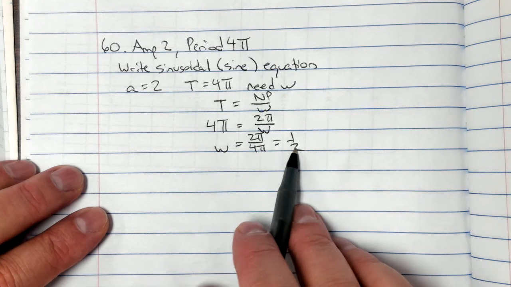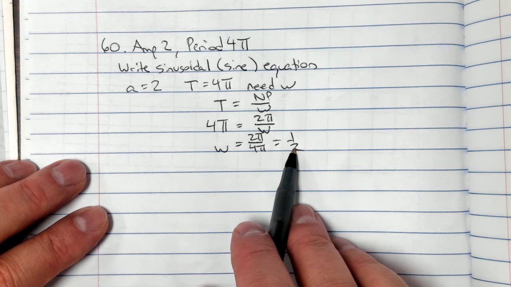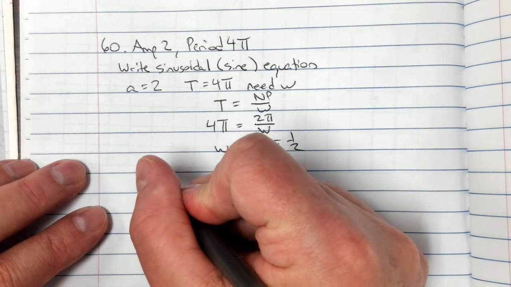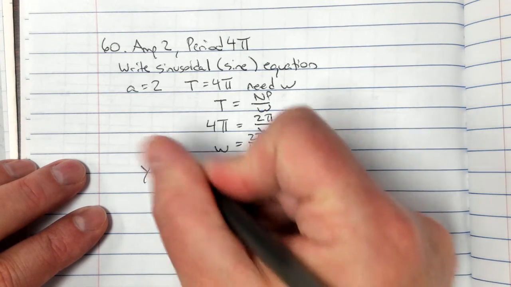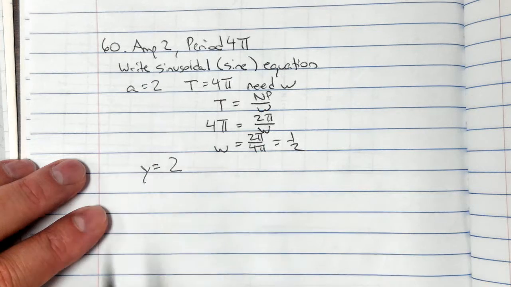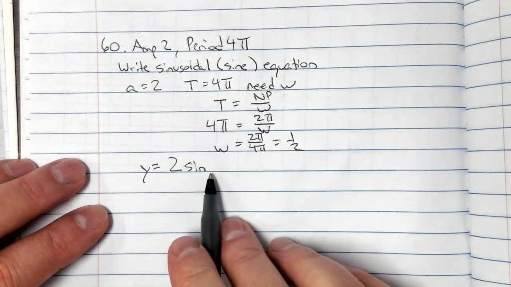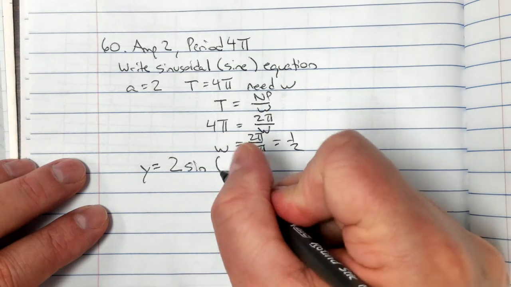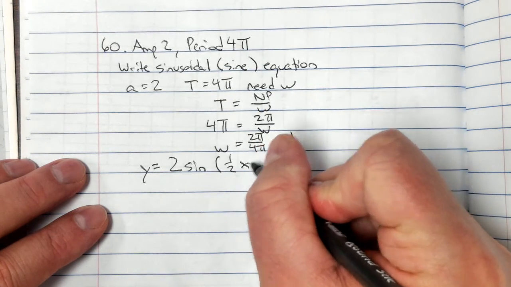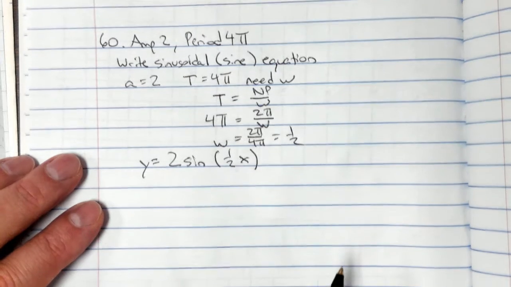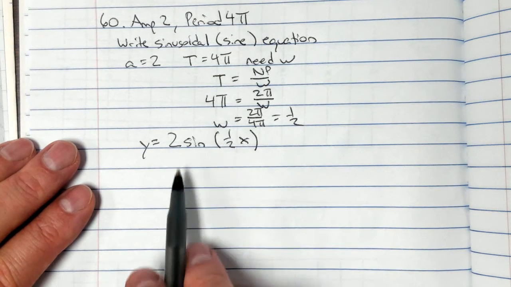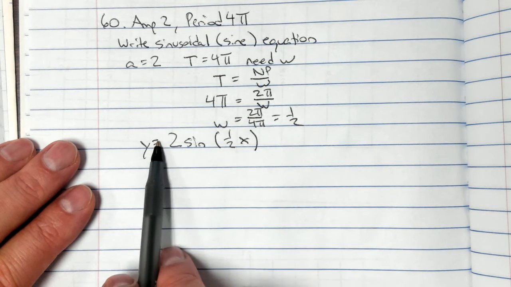So that's basically all you need to know how to write the equation. It's just going to be y equal 2, because it's an amplitude of 2. Then you put sine. Then we put our half. And don't forget the x.